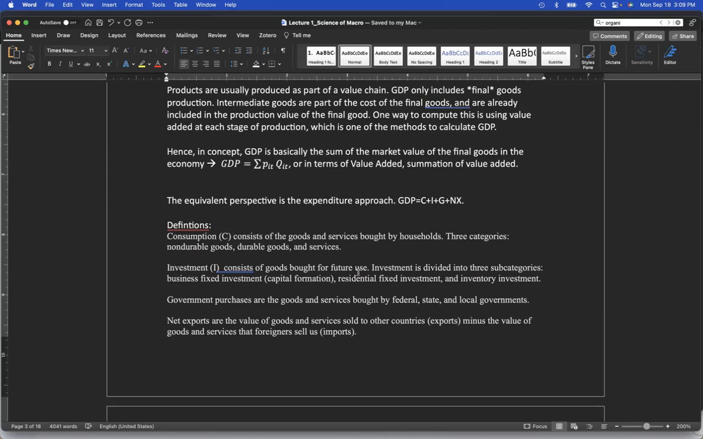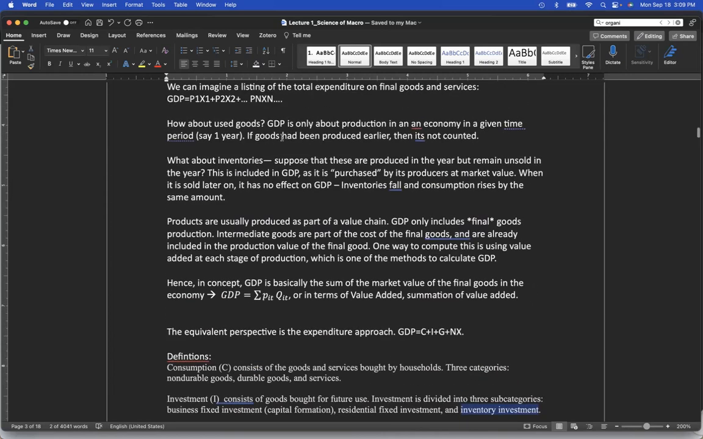Investment consists of goods for future use. So that's what capital is. You produce something which will be useful to produce goods in the future. Investment is divided into three subcategories: business fixed investment, or capital formation; residential fixed investment; and inventory investment. We already talked about inventory investment earlier: these are products produced in the year but remain unsold in the year. These will be indicated as an increase in GDP, but it will be lodged as an inventory.